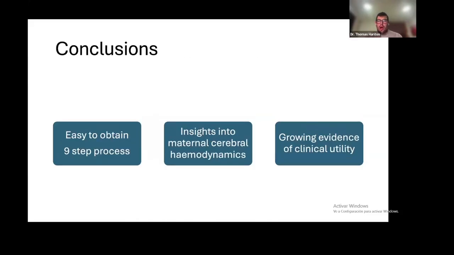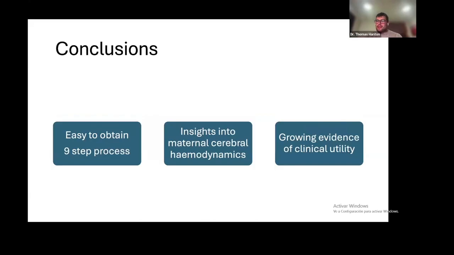So overall, I hope that I've given you a bit of a whistle-stop tour on how to obtain ophthalmic artery Doppler. It's a very easy measurement to obtain. I've given you the 9-step process to do so, and I hope that you can take that away and practice.